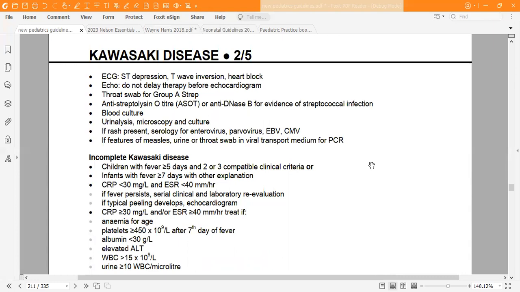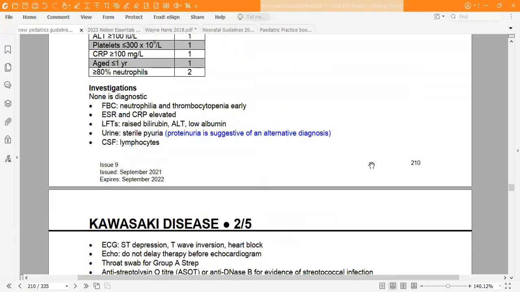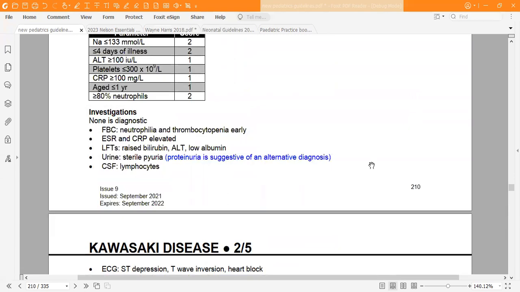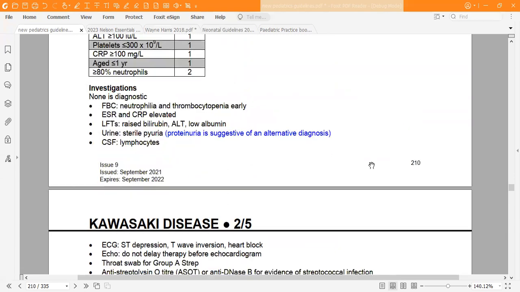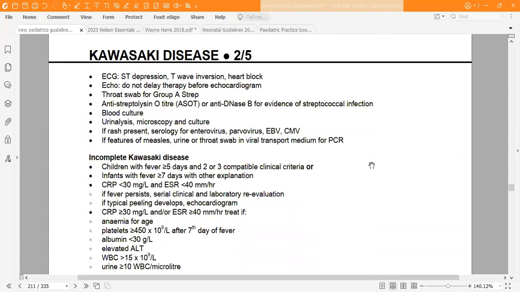If rash present, serology for enteroviruses, parvovirus, Epstein-Barr virus, and cytomegalovirus. If features of measles, urine or throat swab in viral transport medium for PCR. So that's the basic investigations in cases of Kawasaki disease.